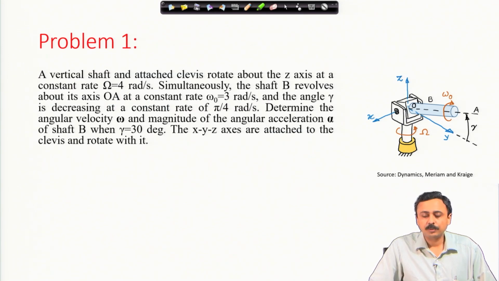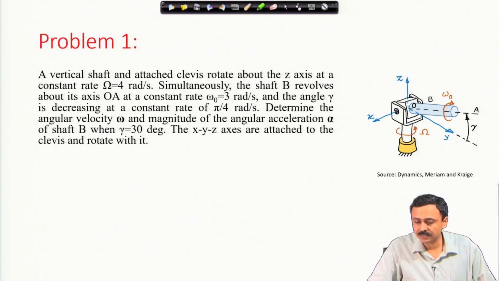Let us now move on to a problem. This is from the book of Meriam and Kraige, Dynamics. A vertical shaft and attached clevis rotate about the z axis at a constant rate capital omega equal to 4 radian per second. Simultaneously, the shaft B revolves around its axis OA at a constant rate omega naught equal to 3 radians per second, and the angle gamma is decreasing at a constant rate of pi by 4 radian per second.